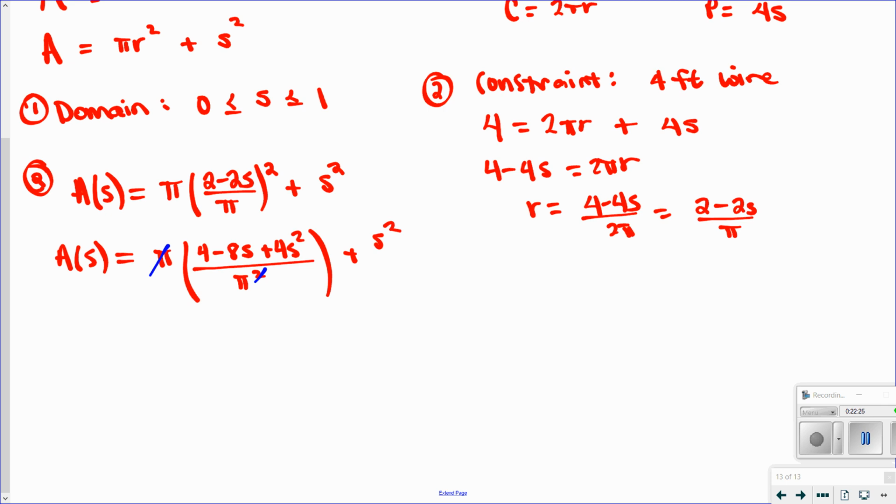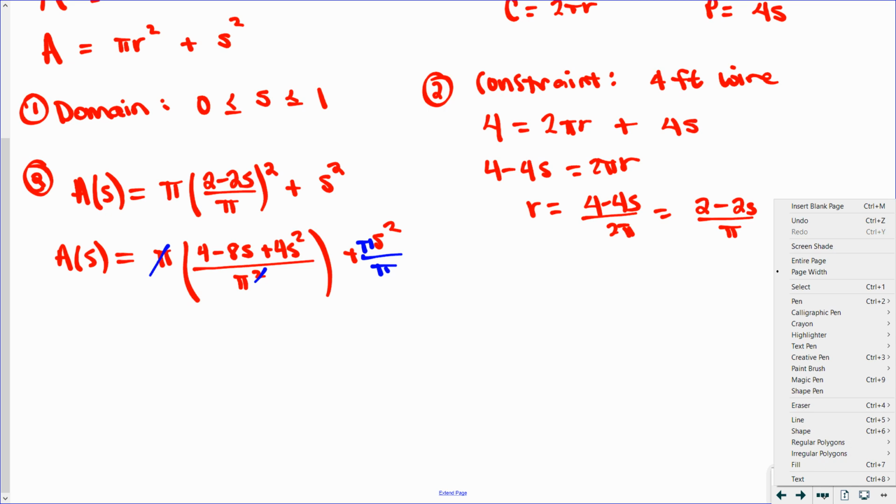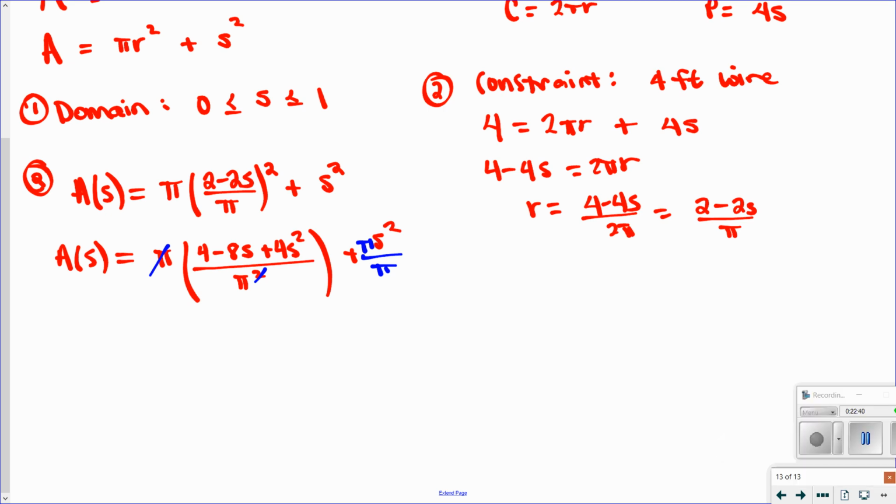But we're still going to end up with a fraction over pi, and it'd be nice if we can combine. So I am going to give this a denominator of pi, which means I have to give it a numerator of pi as well. So that's going to give me the area with respect to the side length of the square is going to be 1 over pi, I'm going to factor that 1 over pi out, times (4 minus 8s plus 4s squared) plus pi s squared.